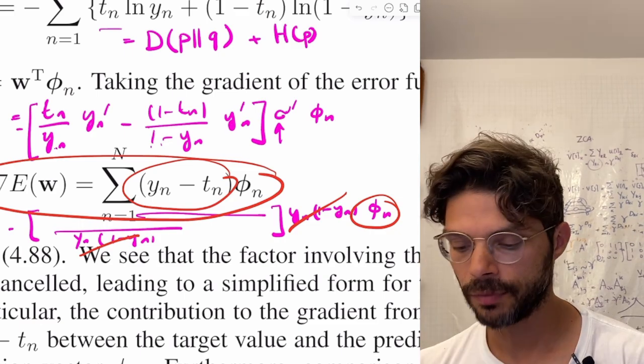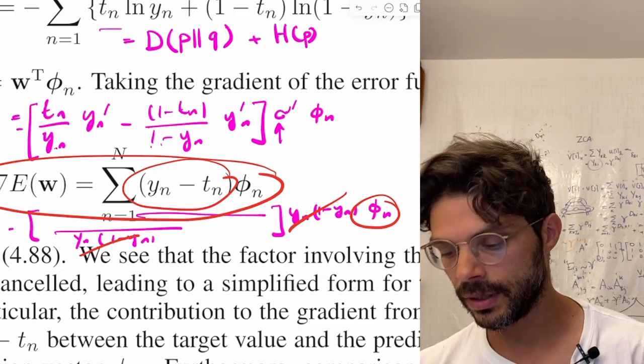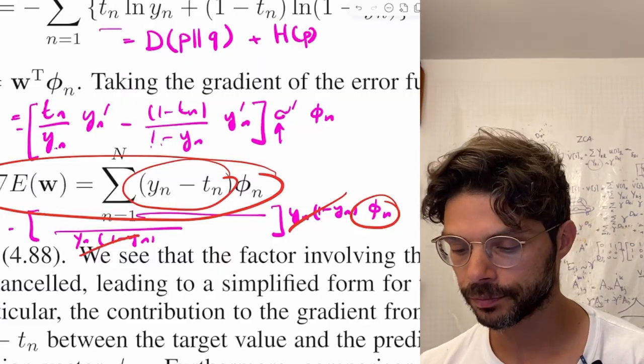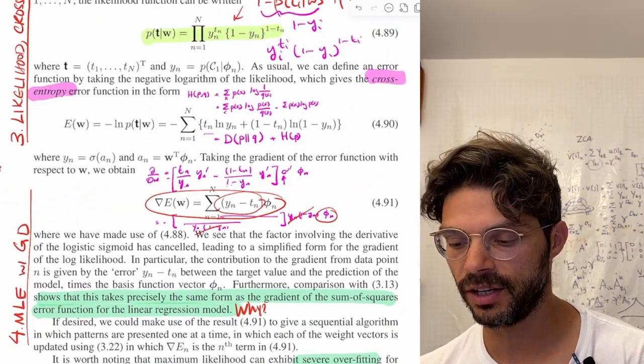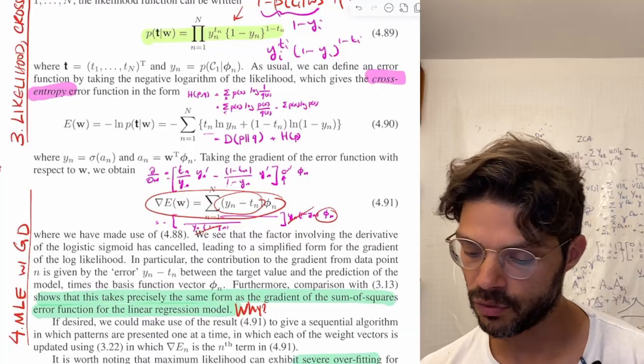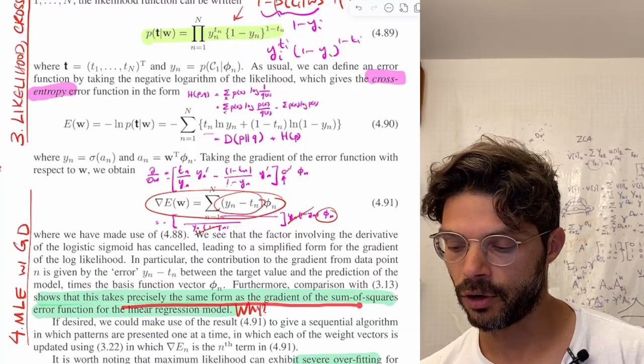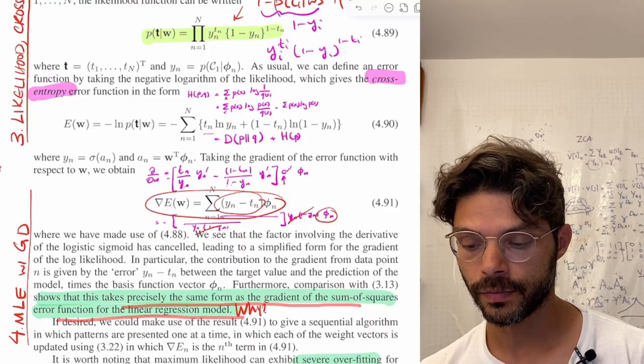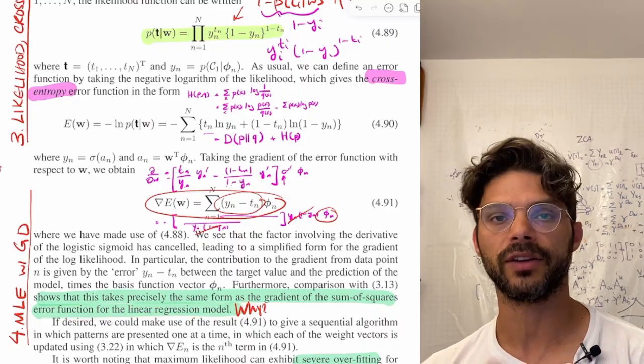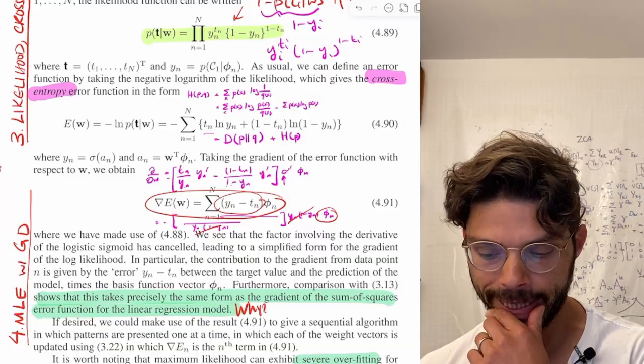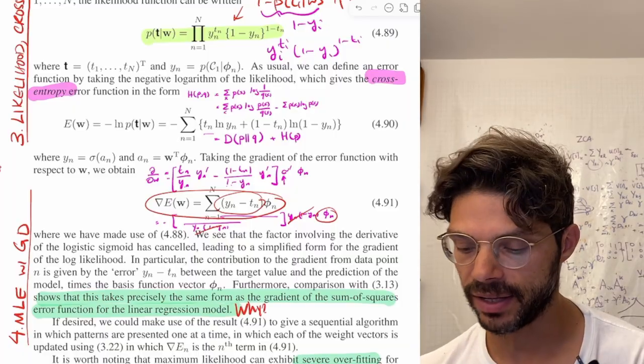I don't know if it happens by accident or not. Is it just an interesting coincidence? He doesn't really comment on it. He just says, well, precisely the same form as the gradient of the sum of squares error function. So that's great news. Is there a reason why that happens? I couldn't come up with a reason myself.